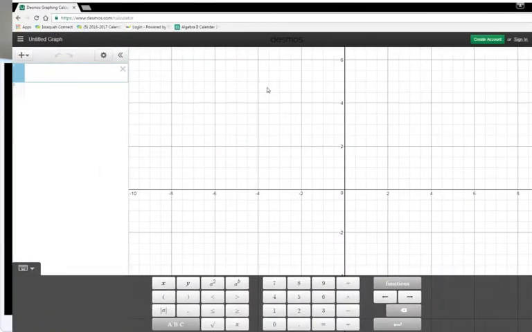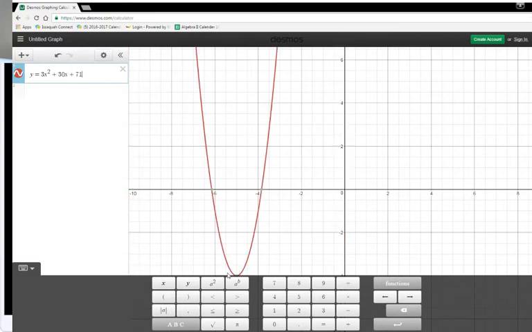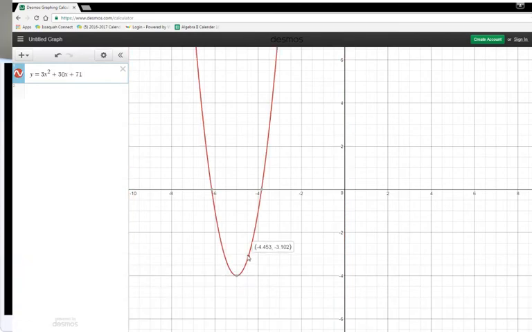I need to go over here. My equation is y equals 3x squared plus 30x plus 71. And I get a graph like that.